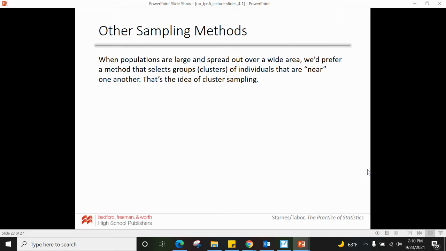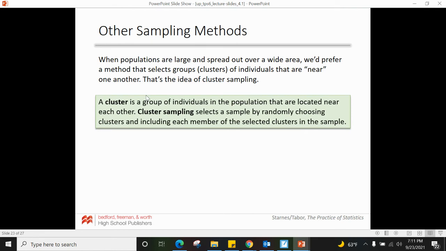Another type of sampling is called cluster sampling. In stratified sampling, you are sampling based on homogeneous groups, those groups having some characteristic that puts them together. Cluster sampling is kind of the opposite. You're going to put people in clusters based on where they are, and the individuals are hopefully close in proximity, but also have something in common. So a cluster is a group of individuals in the population that are located near each other. Cluster sampling selects a sample by randomly choosing clusters and then including each member of the selected cluster in the sample.